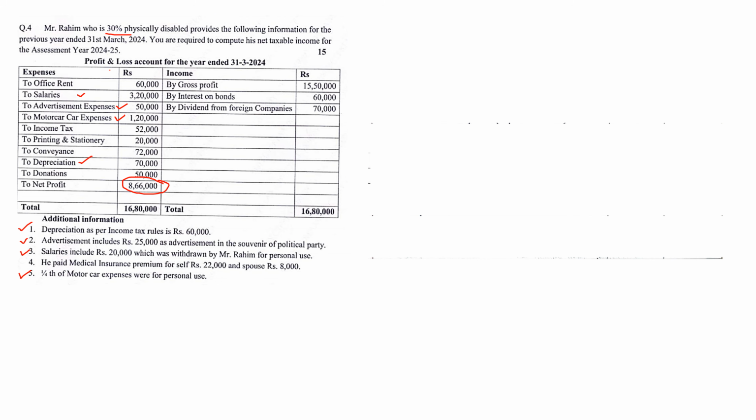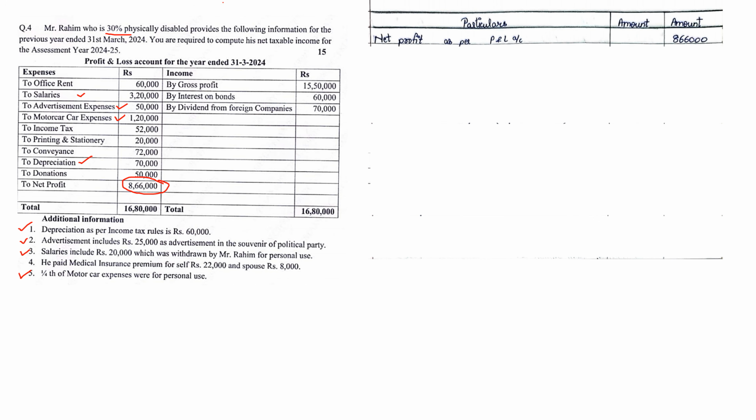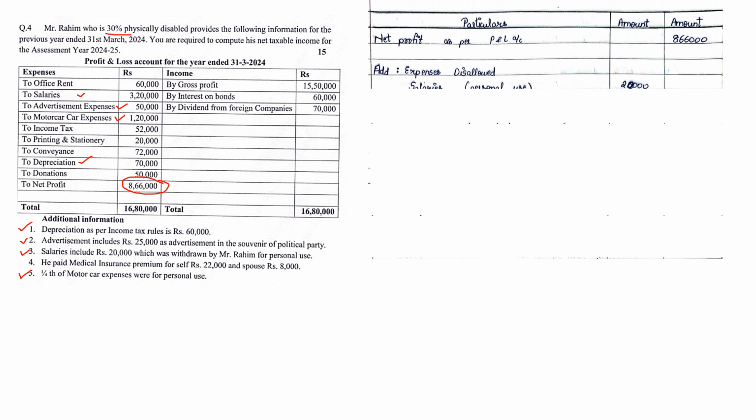Under business and profession, the sum will always start with the net profit that they have given us. So net profit as per P&L, 8,66,000. Next, add expenses disallowed. In this, all those expenses which are not business related will be considered. So we'll go one by one based on expense.